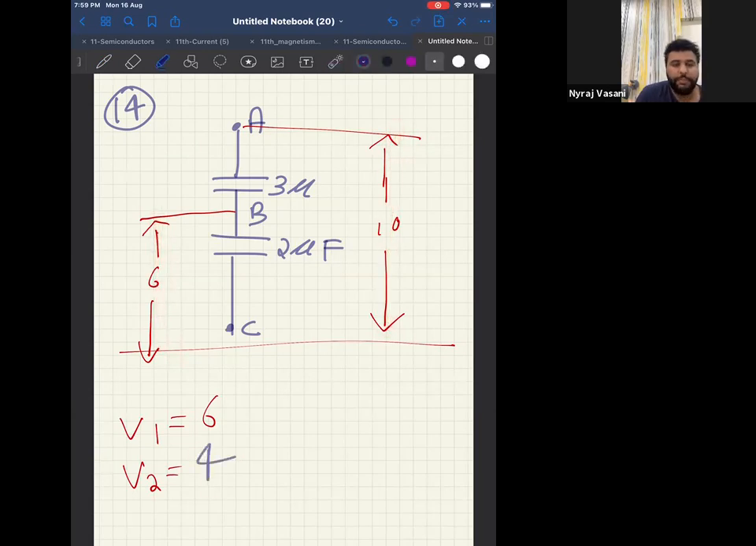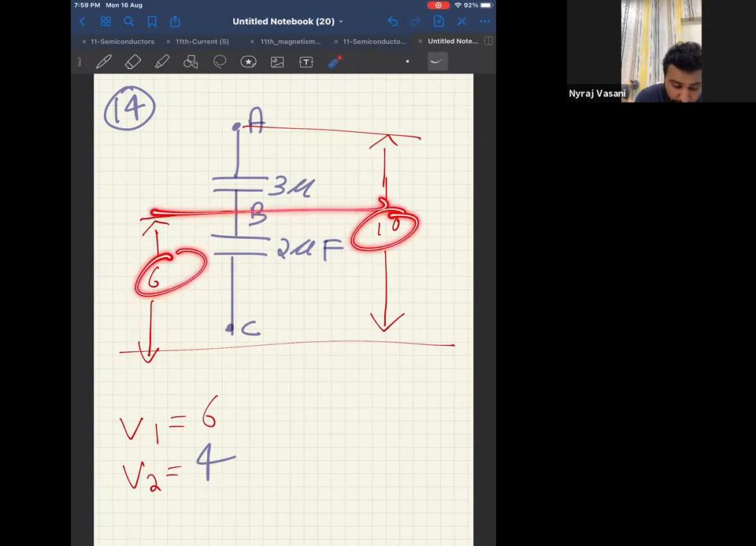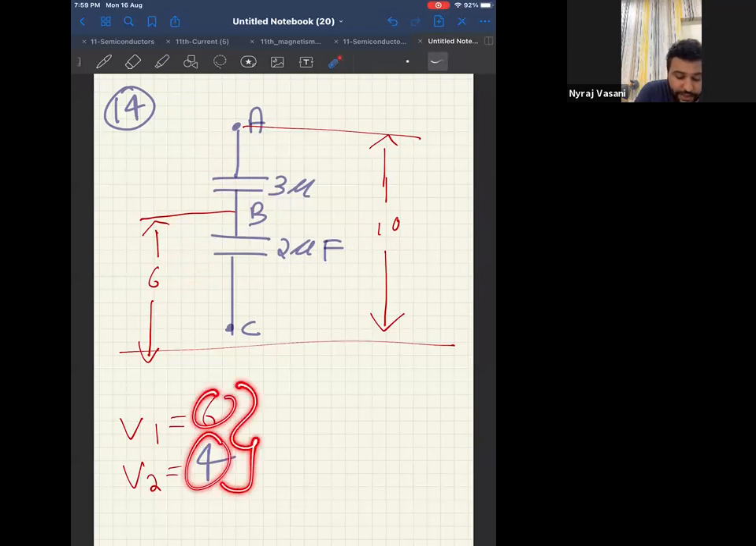This is your clue number 1. Therefore, potential across the first capacitor is 6 and potential across the second capacitor is 4. Because this whole is 10, out of that, this much is 6. Remaining is 4. And the first one is completely 6. That is given. Therefore, V1 will be 6. V2 will be 10 minus 6, because I want the potential of only this much. That is the potential difference. Now, this is the first data you should get, 6 and 4.